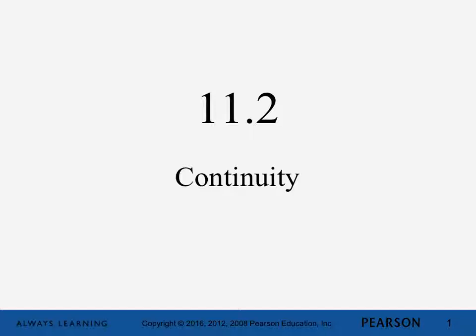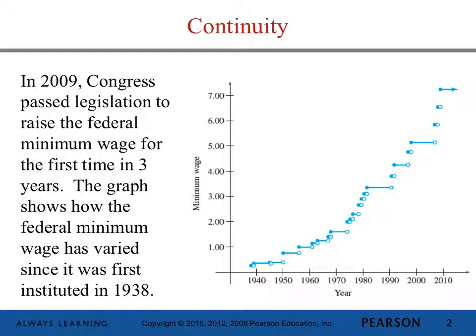This section is about continuity, and we will begin with a very realistic example by looking at the graph of a function that is very definitely not continuous. In 2009, Congress passed legislation to raise the federal minimum wage for the first time in 3 years. The graph actually here shows how the federal minimum wage has varied since it was first instituted in 1938.